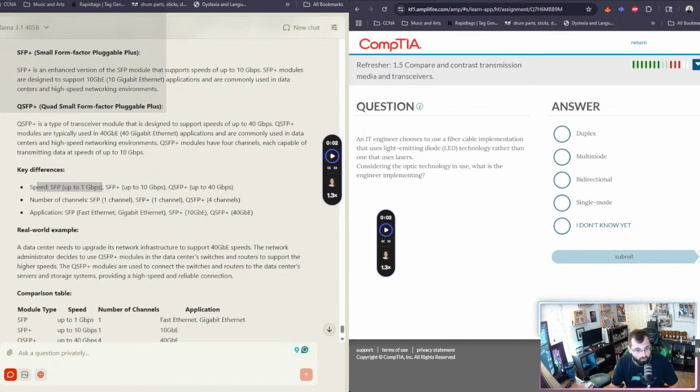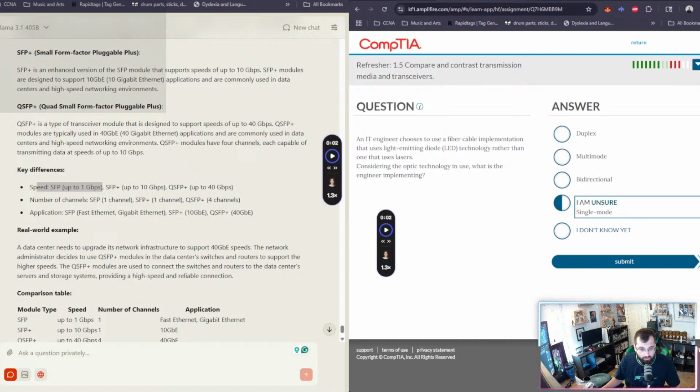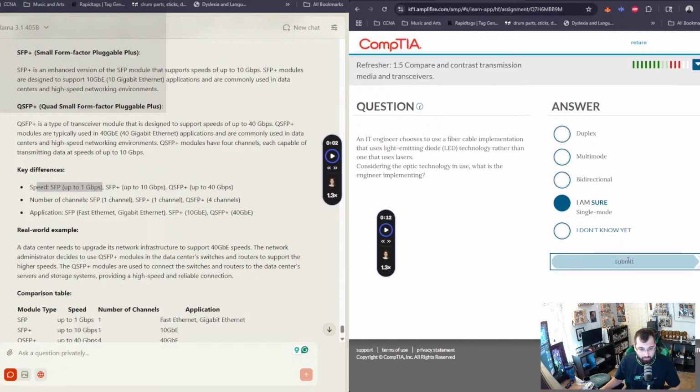Was the engineer implementing duplex, multi-mode, bidirectional, or single mode? I'm going to say single mode, because duplex is multi, multi-mode is multi, and bidirectional is... this is the only one that's different. Okay, maybe that was the throwaway.